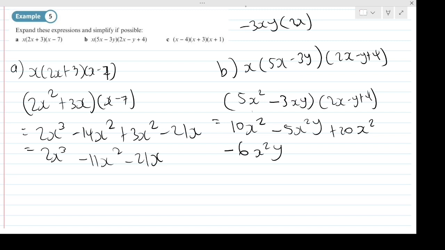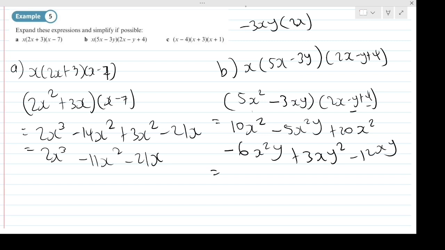Then the next term, minus 3xy times minus y, is going to be positive 3xy squared, okay? Minus 3 times a minus, two minuses give a positive. And then lastly, we have minus 3xy times 4. That's going to be minus 12xy. And so we have 6 terms here.